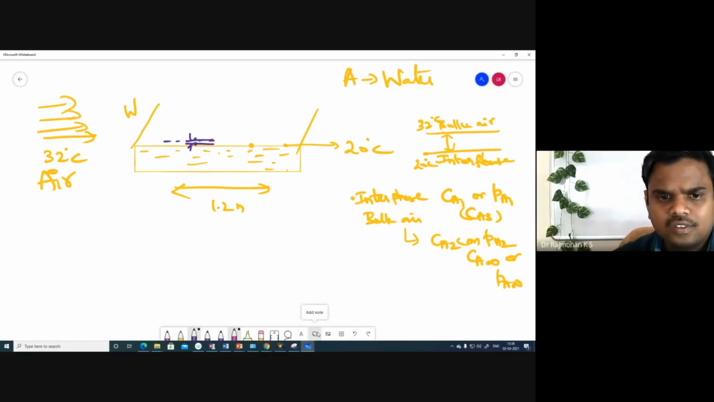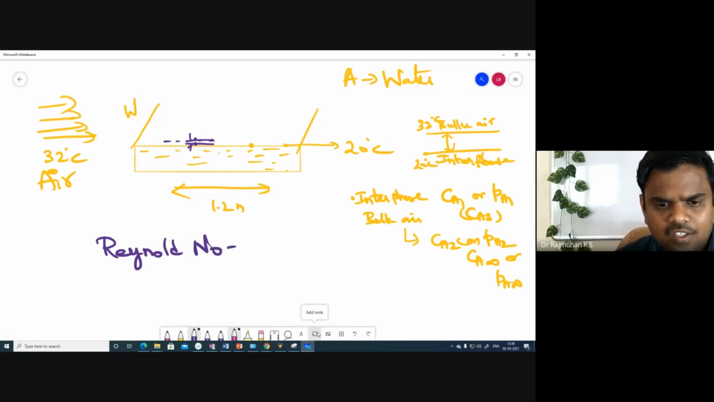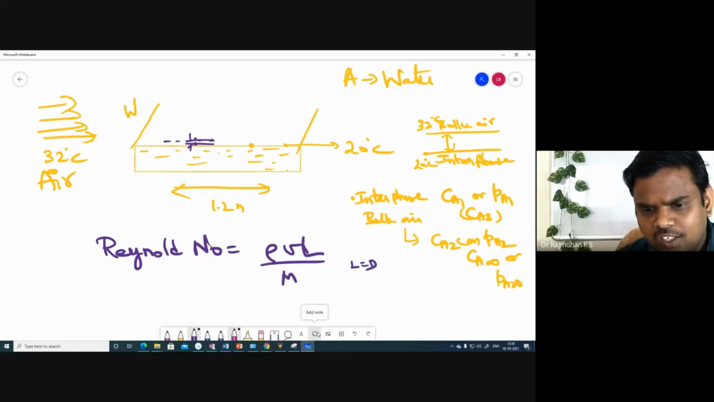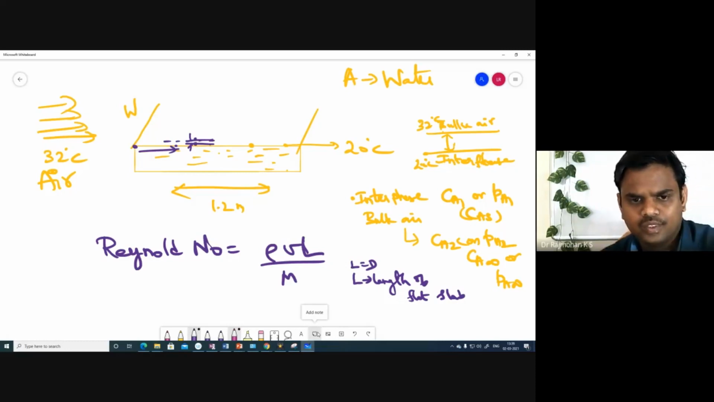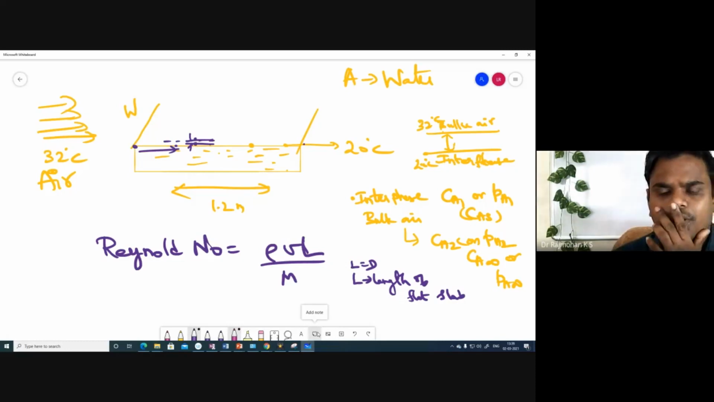For flow over a flat plate, how is the Reynolds number defined? In general it is rho v L by mu. If it is a closed conduit, we have L equal to D. Otherwise, for a flat plate, L is the distance from the leading edge, the length of the flat slab. If you want to determine it at any one point, it will be the distance from the leading edge. Here we are considering the total length, 1.2 meters.